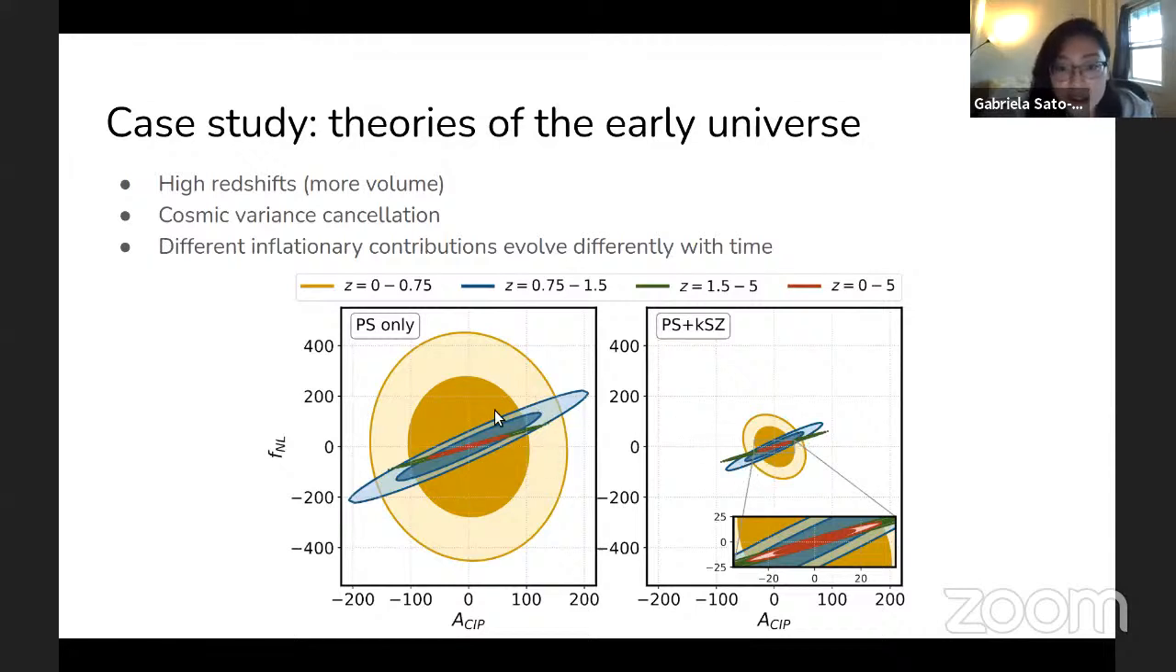And if we compare the contours that correspond to different redshift ranges, you can see this degeneracy being broken in these two parameters. As you add these contributions together, they have different degeneracies, and so we get to separate these two contributions to inflation.